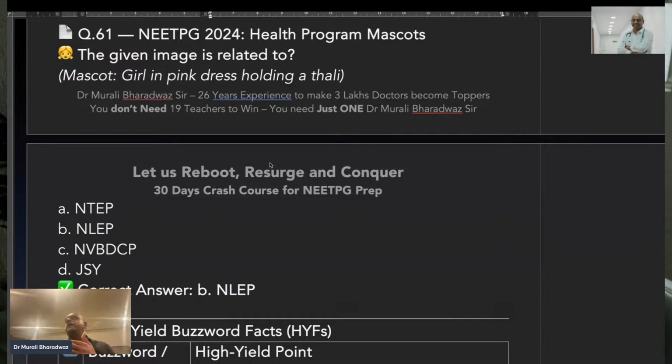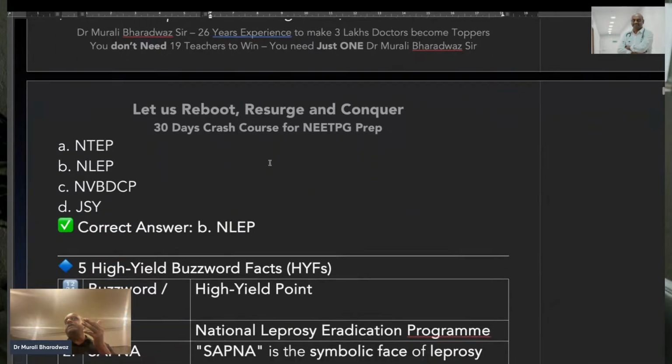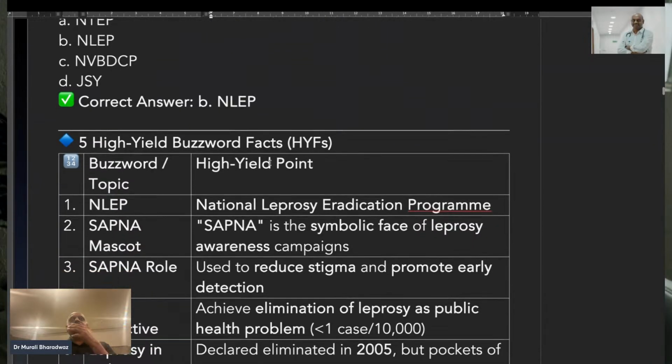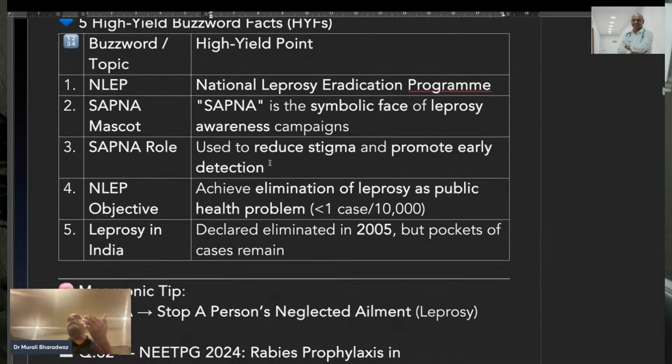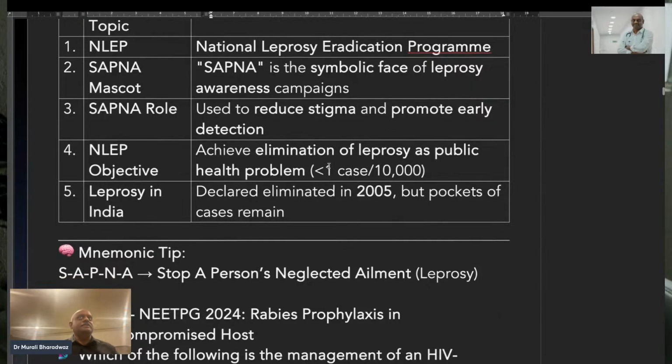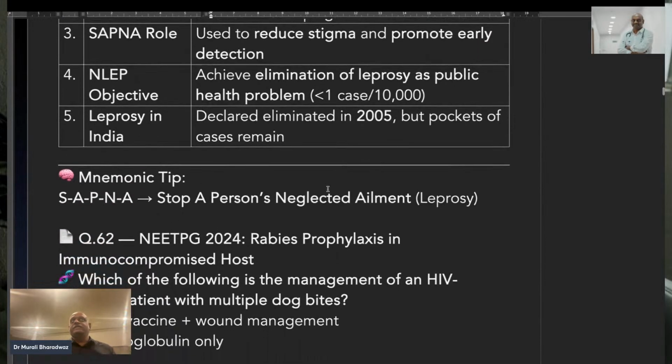Girl in pink dress holding a thali is the National Leprosy Eradication Program. It's called Sapna mascot. It is used to reduce the stigma and promote early detection. Sapna. Very good. I'll go and tell. I'm a leper. Please watch a movie with me tonight. Stop a person's neglected ailment is Sapna, leprosy.